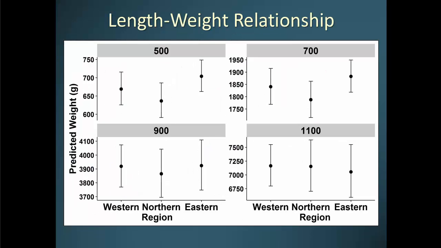This figure shows the length-weight relationship, which is summarized by region. And so what I've got here is 4 length categories: 500 millimeters, 700, 900, and 1100 millimeters. So what I did was I plugged these lengths into the length-weight relationship for each region. And what we see is for the sturgeon in the eastern region at 500 millimeters tended to have just a slightly higher predicted weight than the other regions, although this was not significant. But as these fish grew up to be 1100 millimeters, we see that the predicted weight is basically the same for all regions. So this really was an indication that the length-weight relationship really didn't change among the different regions.